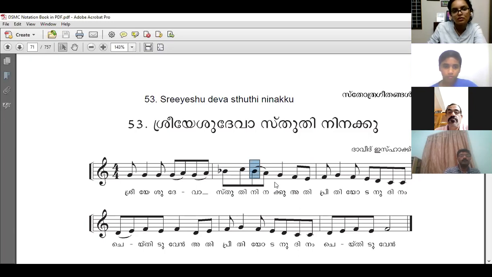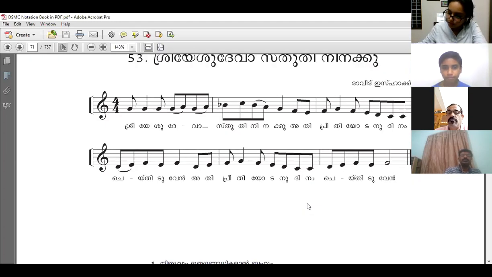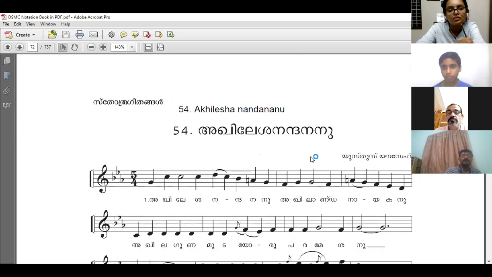Understood? But outside the bar, if you have a B somewhere, it is not going to be flat. Only inside this bar, B is flat. That is about flats. That's about accidentals. And what is natural? I told you what is natural, right? It cancels flat and sharp.